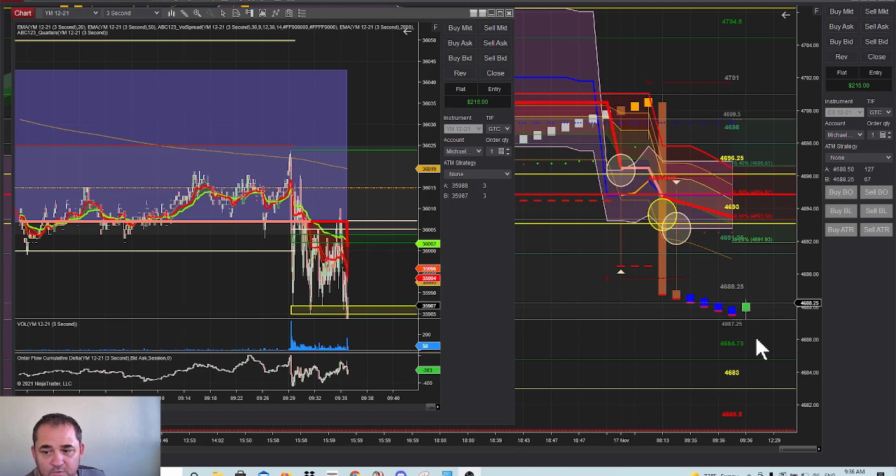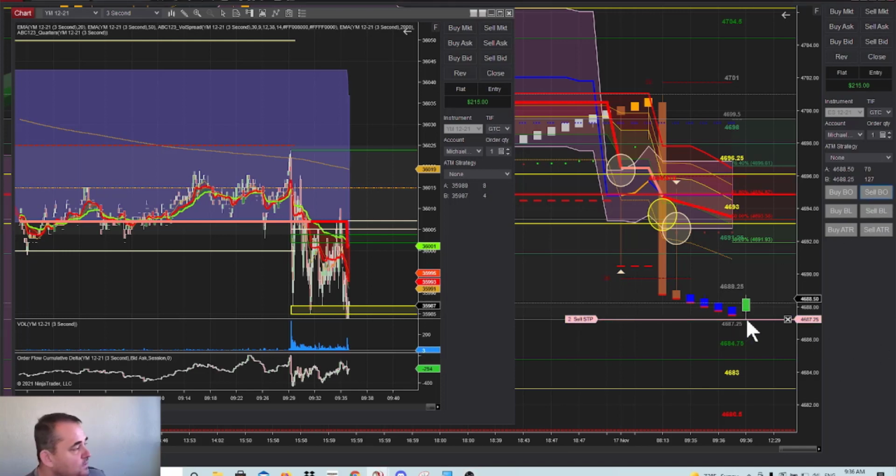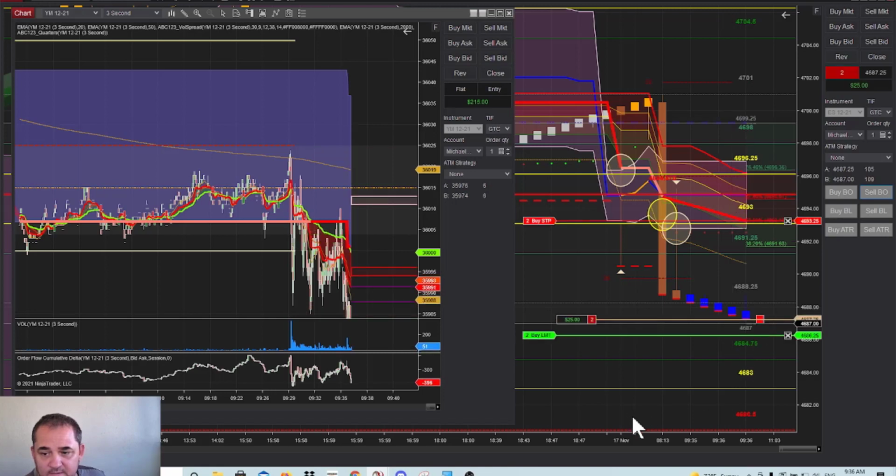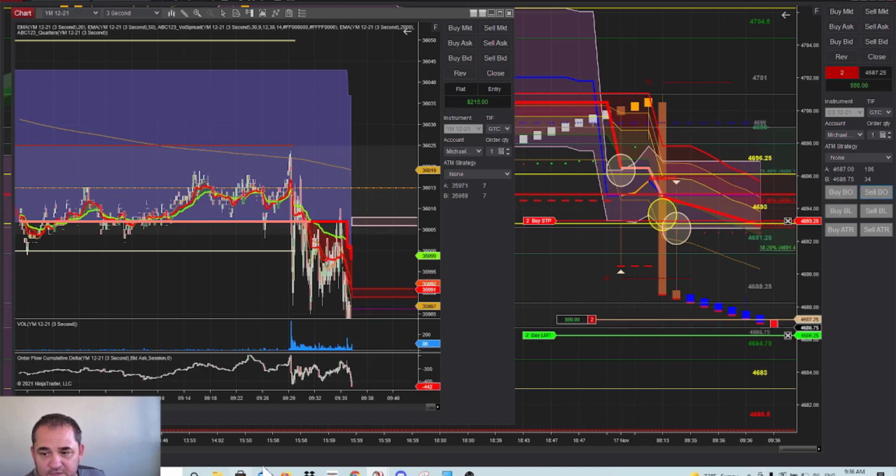Okay, now we have a pullback, and so what I can do is a sell breakout. Order submitted. So what I'm going to do is probably 2 contracts for 4 ticks, so that's 8 ticks. Hopefully we can get 8 ticks here, because we went from 87 to 84, so it's only a 3-point move, but we're only going for a point. Order 1 filled. So hopefully we can get $100 here.